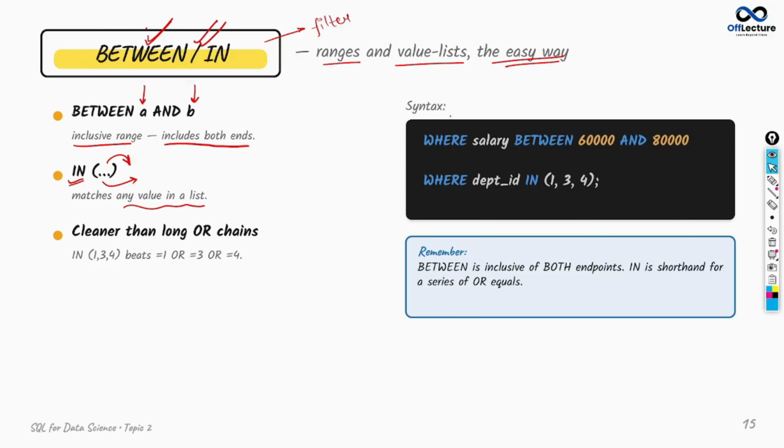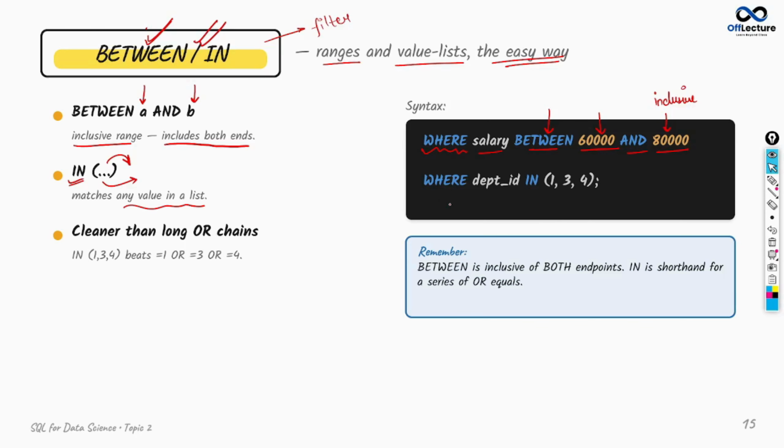Okay. The syntax is very simple. Since it is used for filtering the data, it will be used along with the WHERE clause, that is, salary BETWEEN 60,000 AND 80,000. What it means is that since we are using BETWEEN, both ends are inclusive. That is, it will give you the list of employees whose salary is between 60,000 and 80,000, and both are inclusive in nature.